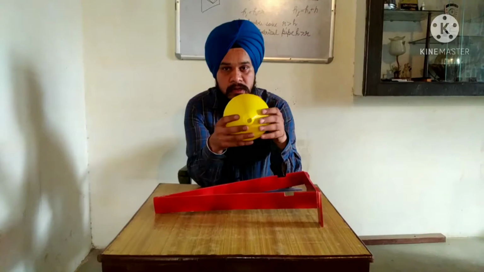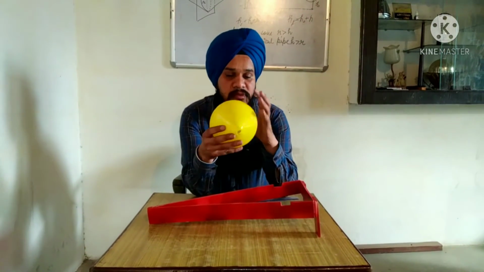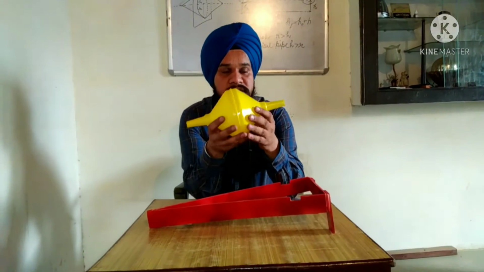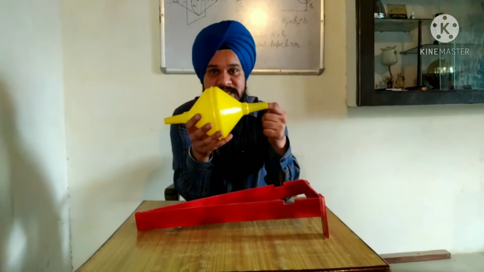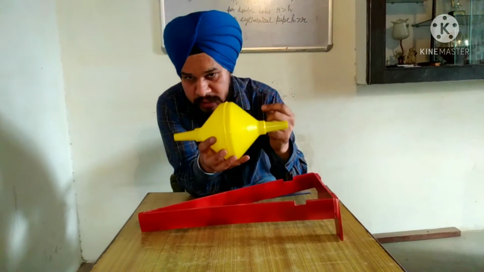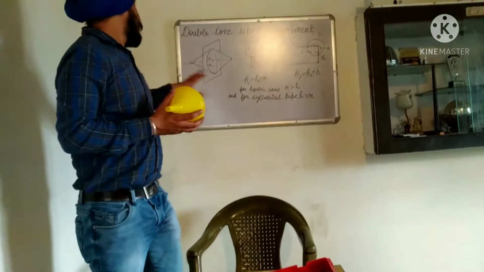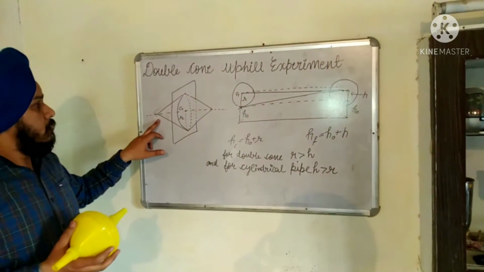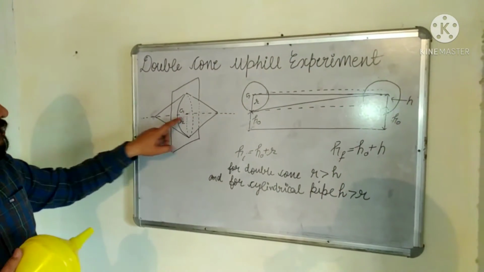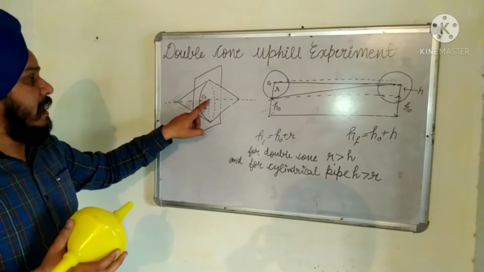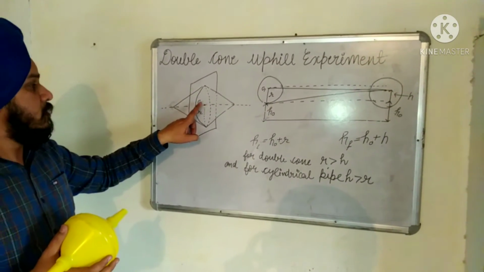So let's see. Every rigid body has a center of mass, and the center of mass of this double cone lies on the axis where the planes of symmetry intersect each other. So let's see here. This is the double cone and this is the axis of this double cone, and the planes of symmetry intersect at the center of this double cone, G.